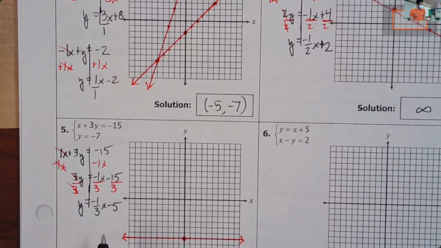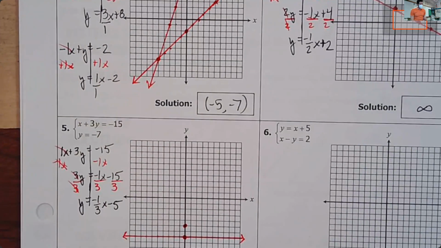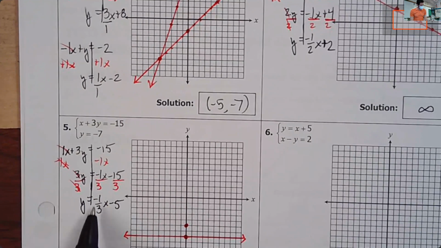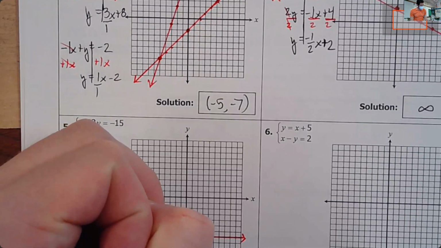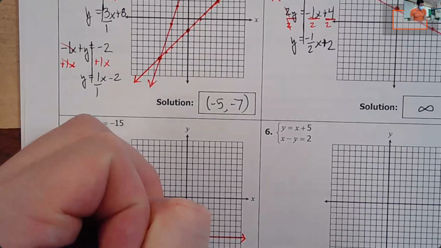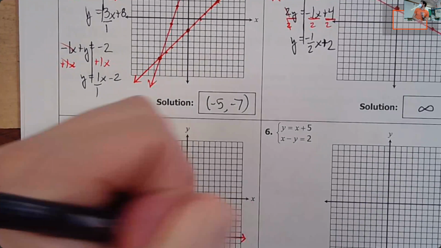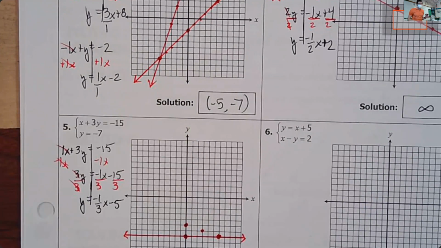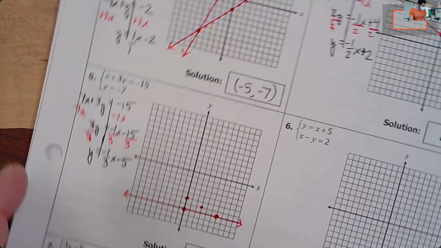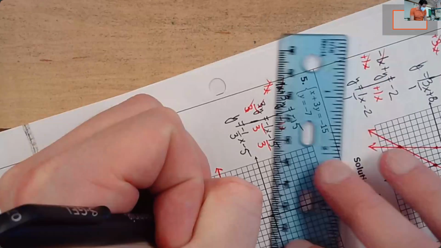So if we graph this, we start at -5 on the y-axis, which is right here. And then from that point, we're going down 1/3, -1/3. So down 1/3. Right here, and then down 1/3. And so right there, I'm highlighting that point because that's where those two lines are going to intersect. I'll get my line drawn, and then we can figure out what point that is.